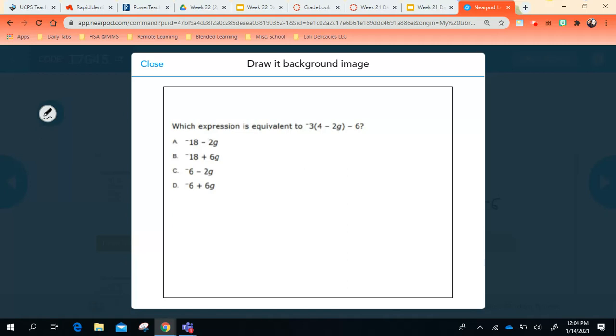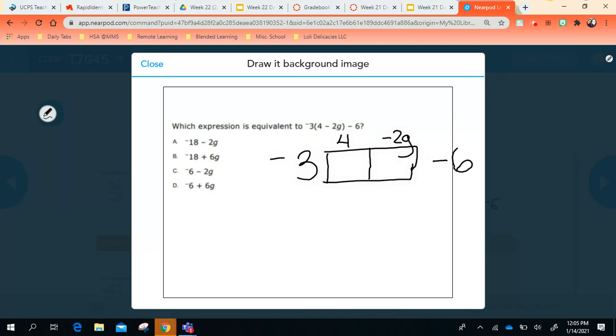So this is how I would set it up, and then I'm going to leave you to work on it on your own. I have negative 3, my box next to it, 4 and negative 2g, then that negative 6 goes next to it. Why do I put that negative 6 there? So that I do not forget that when I solve this, this goes down, this goes down, and this goes down. And then I do my second step. But start by solving your distributions.